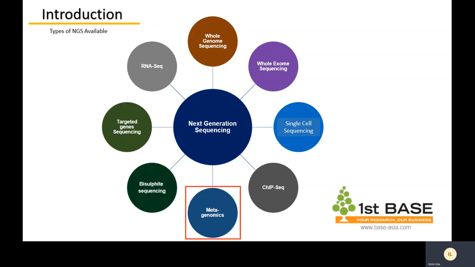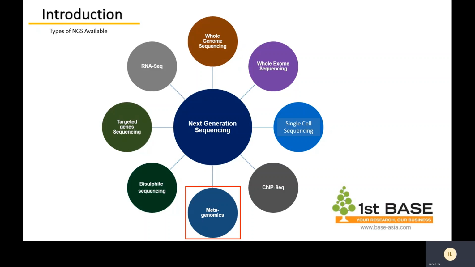If you're going to do whole exome sequencing, this is a technique to sequence all protein coding regions of genes in a genome. So then you tend to focus on exome sequencing. Single cell sequencing, as per its name, sequences individual cells to better understand the function of a cell. Then we have ChIP-seq, a method to analyze protein interaction with DNA, where you want to identify DNA binding sites.